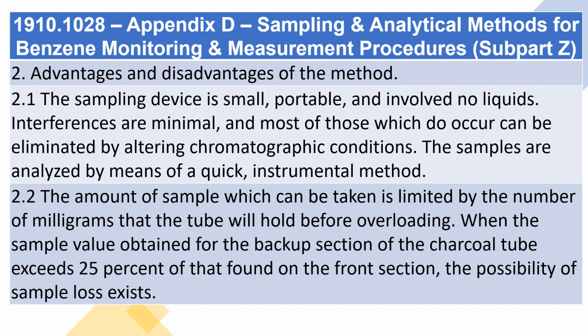2. Advantages and disadvantages of the method. 2.1. The sampling device is small, portable, and involves no liquids. Interferences are minimal, and most of those which do occur can be eliminated by altering chromatographic conditions. The samples are analyzed by means of a quick, instrumental method. 2.2. The amount of sample which can be taken is limited by the number of milligrams that the tube will hold before overloading. When the sample value obtained for the backup section of the charcoal tube exceeds 25% of that found on the front section, the possibility of sample loss exists.